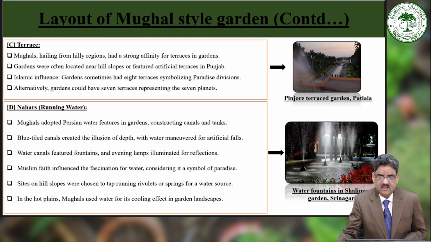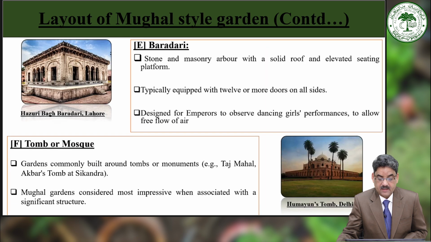Gardens situated on hill slopes were chosen to access running rivulets or springs as water sources. In the hot plains, Mughals utilized water not only for its symbolism but also for its cooling effect in the garden landscapes.